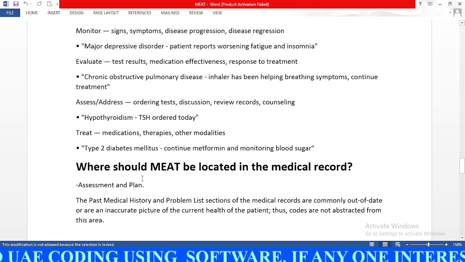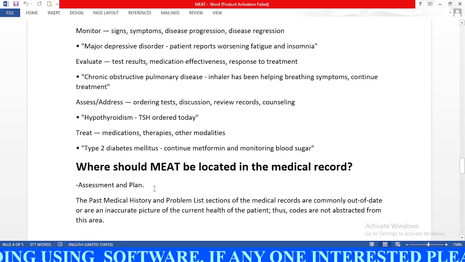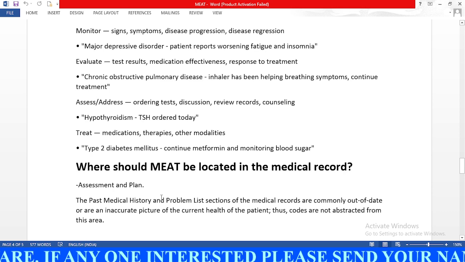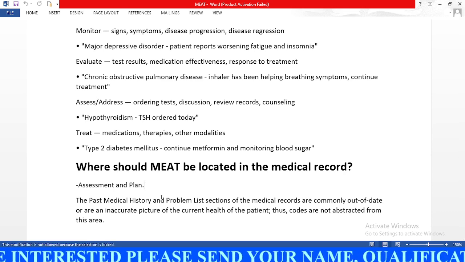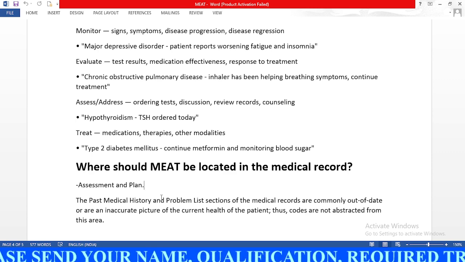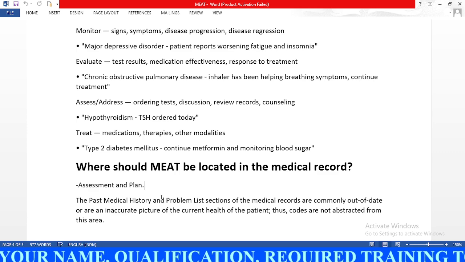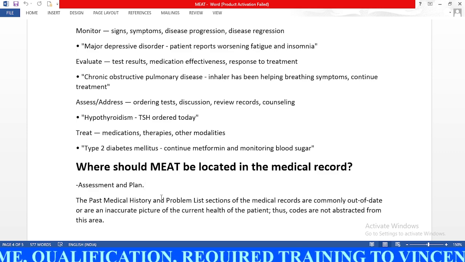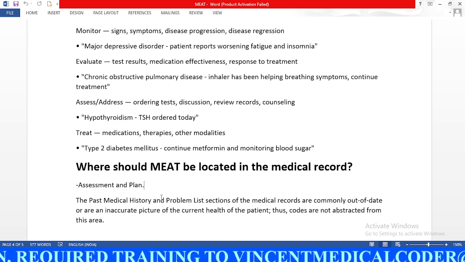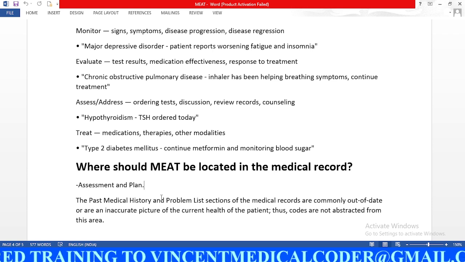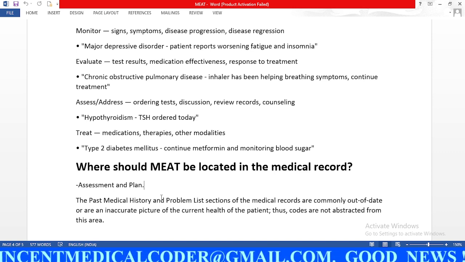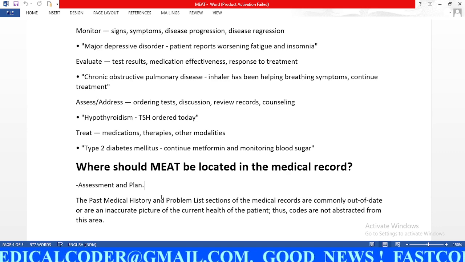So next one, where should MEAT be located in the medical report? From where can we consider a MEAT condition or MEAT concept? Usually we will use the assessment and plan for the MEAT concept. So we need to apply the MEAT concept to the conditions which are mentioned in the assessment and plan. Basically the past medical history and problem list sections of the medical records are commonly out of date or are an inaccurate picture of the current health of the patient. Thus coders do not abstract from this area. So past medical history and problem list contain out of date conditions, which will show an inaccurate picture of the current health of the patient. So as a coder we can't take from the past medical history and problem list.